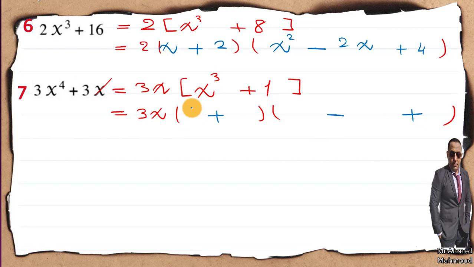Cubic root of x power of 3 is x, cubic root of 1 is 1. First power of 2, this is x power of 2, second power of 2, 1 power of 2 equals 1. First times second, x times 1 equals x.